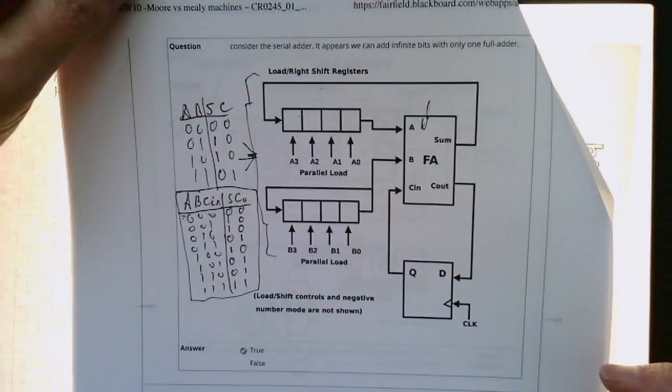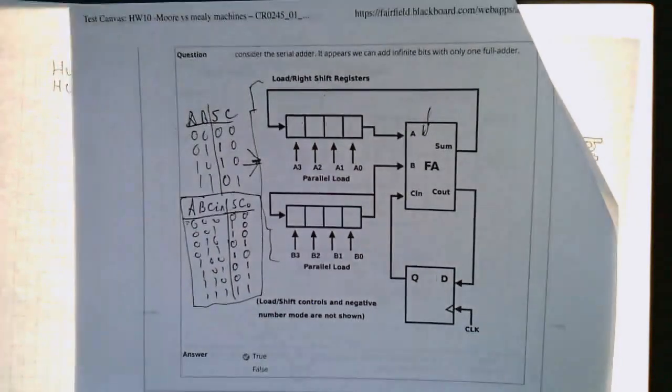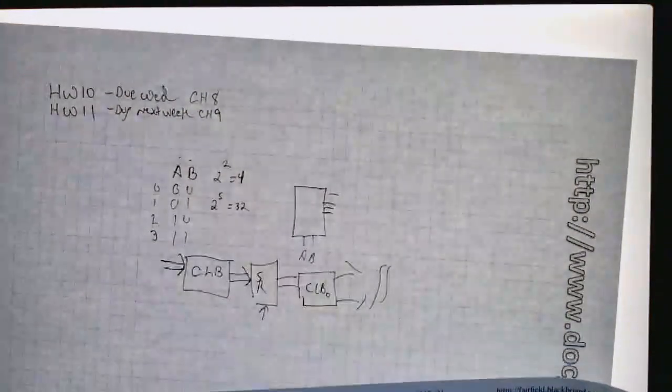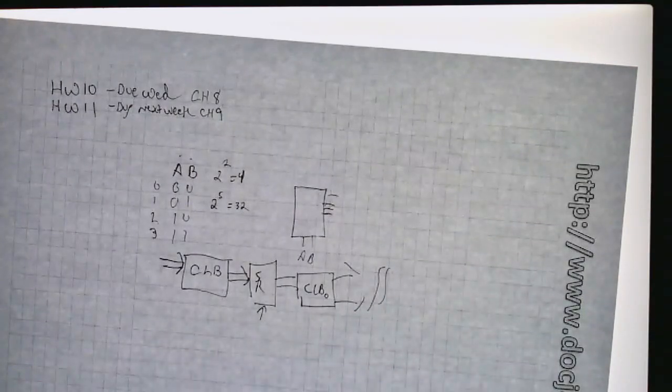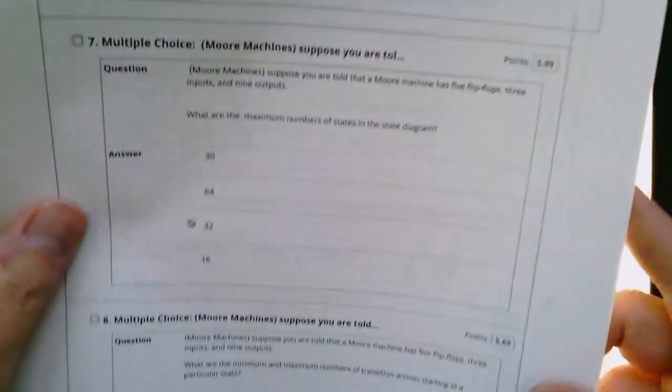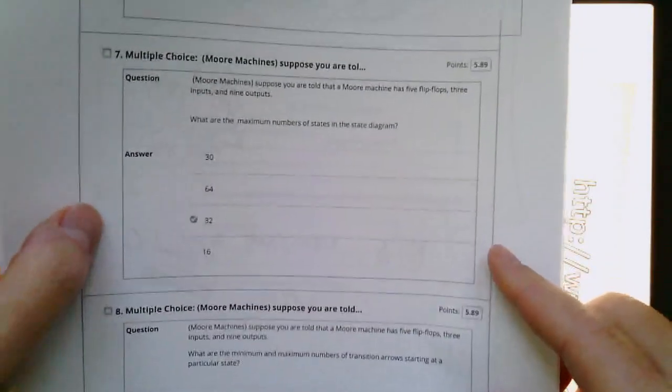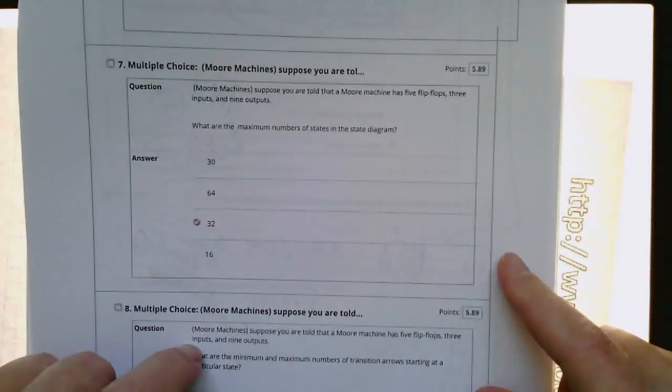But then here comes another one. Can we go over question 8 as well? Yes, sure. We can do question 8. Absolutely. All right, so question 8 says, Moore machines.